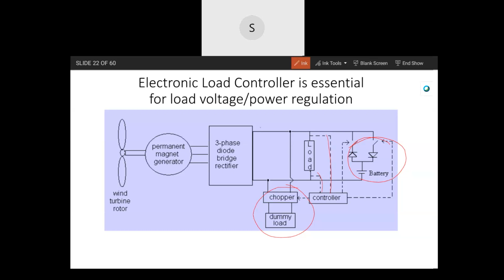A dummy load is okay. Otherwise, if you're managing with the battery alone, and the dummy load is not there, then once the battery is fully charged, any generation above the load demand will be a problem. The load may get damaged. If it is battery alone, it cannot absorb.